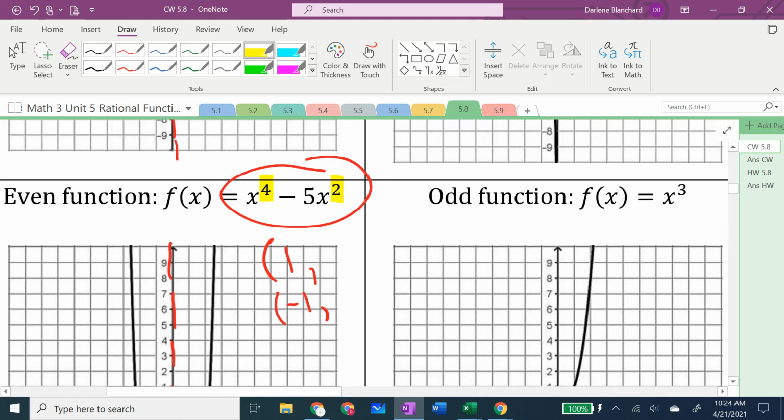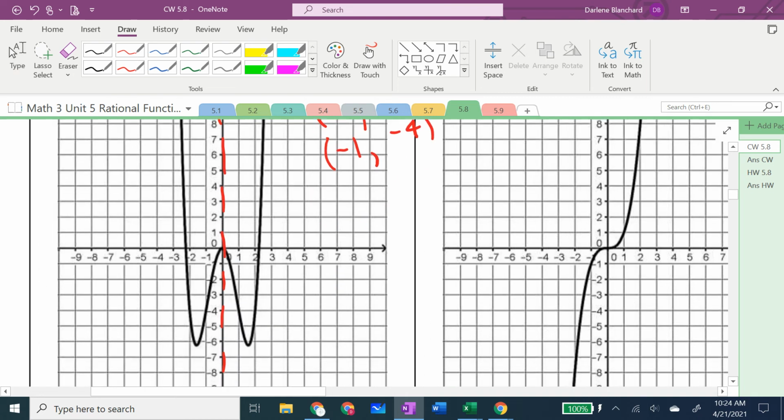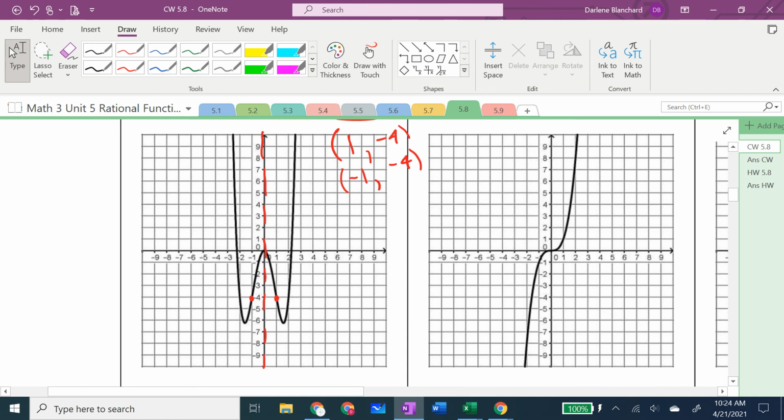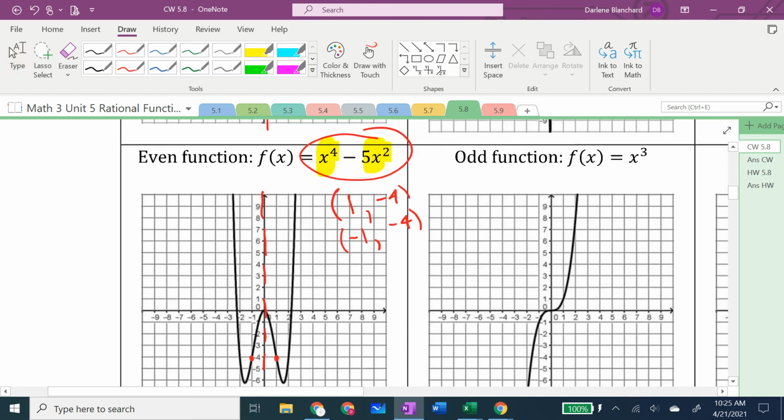So whether I put in +1 or -1, I am getting 1 minus 5 times 1, so I'm getting -4 for both of those y values. And you can see that over here as well. Now, that's what an even function does.